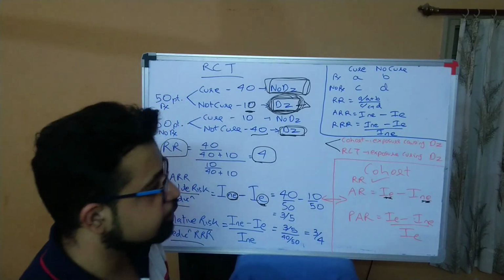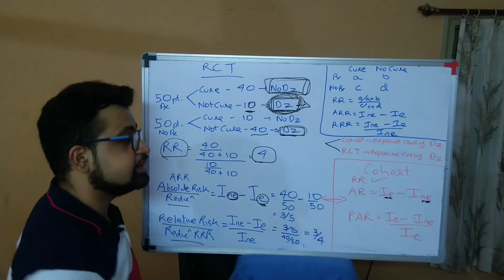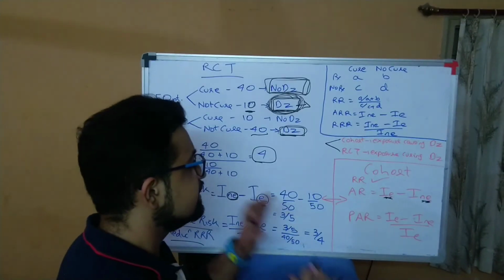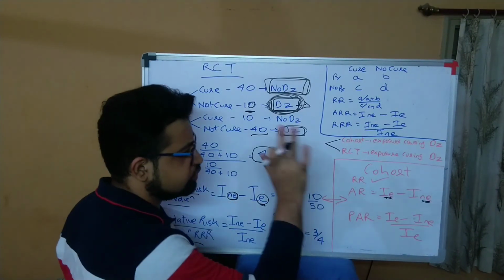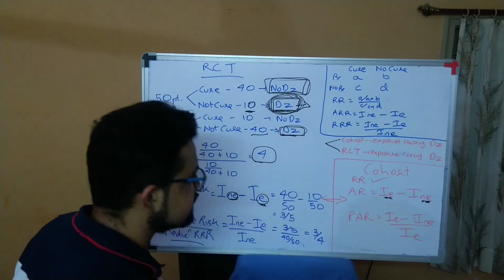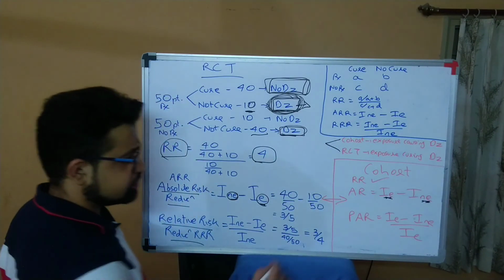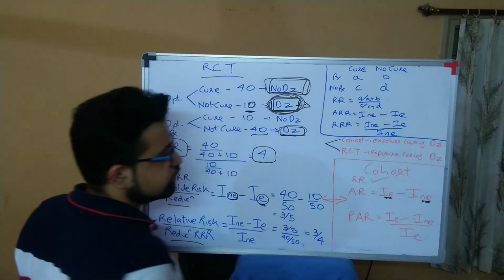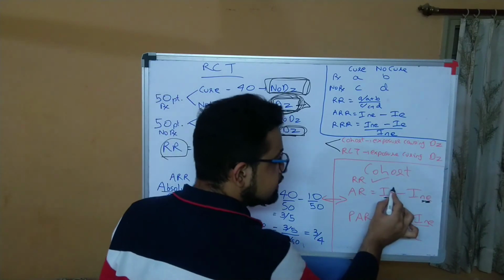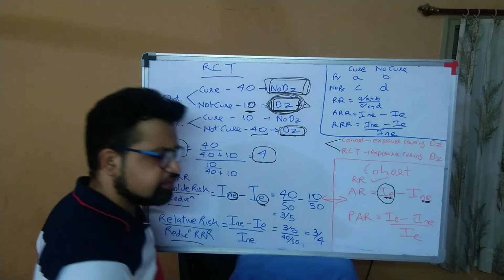In cohort, I have written this: exposure is causing disease. In RCT, exposure is curing disease. This is the crux. Remember these two lines and you will never make a mistake, right? So exposure is causing disease in cohort. That's the reason incidence would be more.